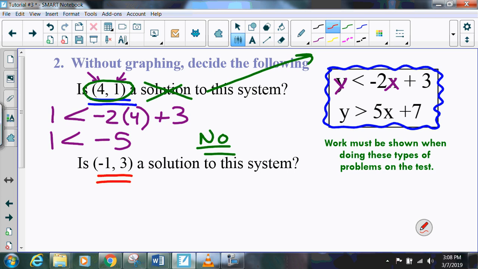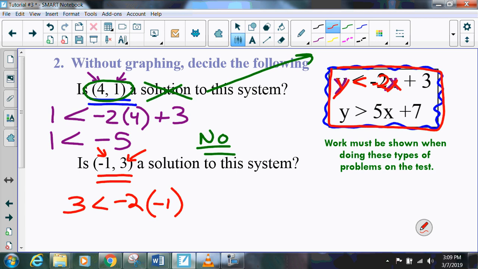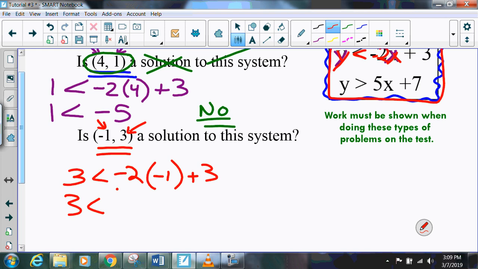The second point is (-1, 3). Is it a solution to this system? We're going to do the same thing. See how we see a y? Instead of writing a y, we plug in our 3. Then we see a less than, so we write a less than. Then we see a -2, we write a -2. We keep writing everything until we come along and there's an x. Instead of writing x, we plug in what our x is in this point, which is -1. Then we see a plus 3. All right, drum roll. Let's rewrite the 3 and the less than. Put that in your calculator and we get 5. Is 3 less than 5?